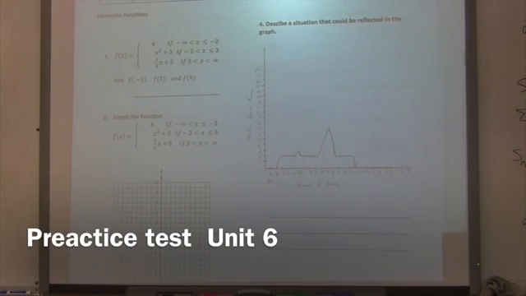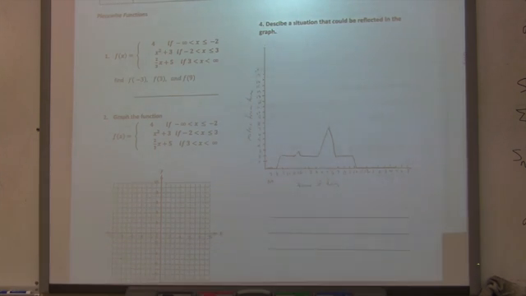All right, for today I'm going to go over the practice test and show how to do everything, make sure we're okay on everything. So on the first one, this is on section 9.2 and 9.4, the first page of the practice test.